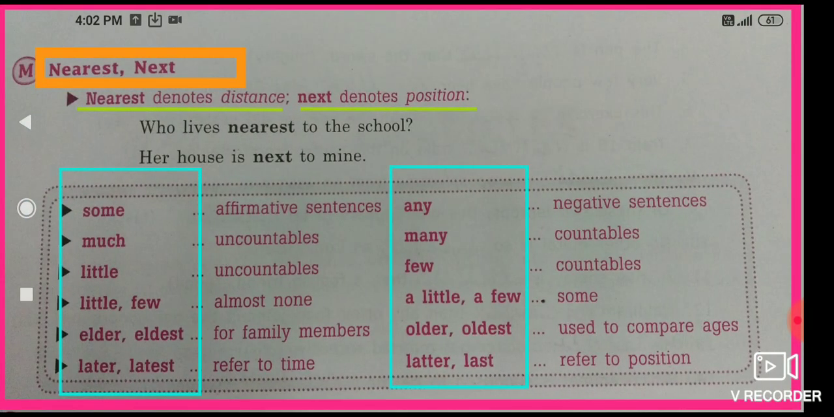Next, nearest and next. Nearest denotes distance and next denotes position. Like, who is nearest to the school? Here nearest is showing distance. Her house is next to mine. Here next is showing the position.